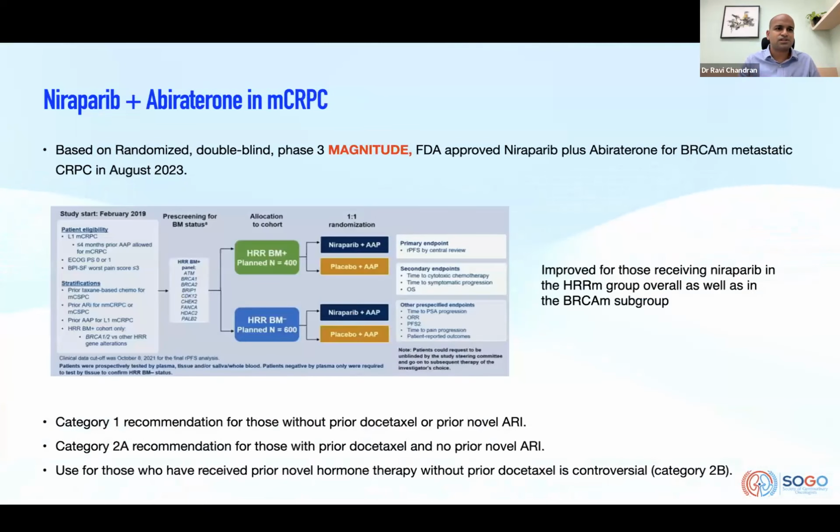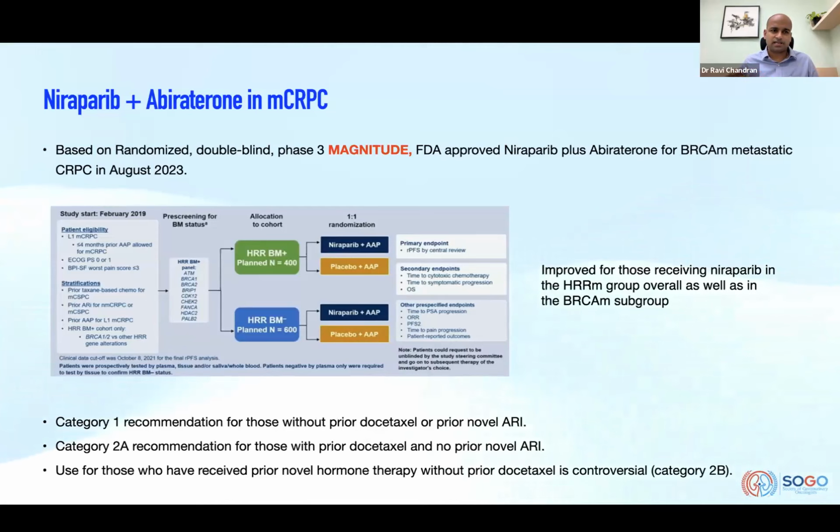And the next combination is niraparib plus abiraterone, which got an FDA approval following the MAGNITUDE study. It got approved in August 2023, just a couple of months back. It had more benefit in the mutated subgroup of patients, but even otherwise, it did have an OS benefit, and it did have a radiological progression-free survival benefit in the intent-to-treat overall population as well.